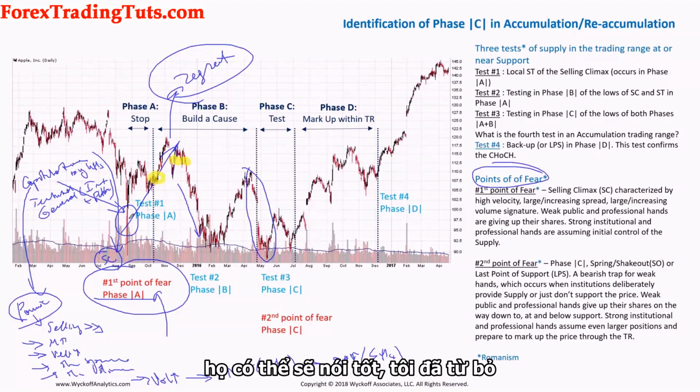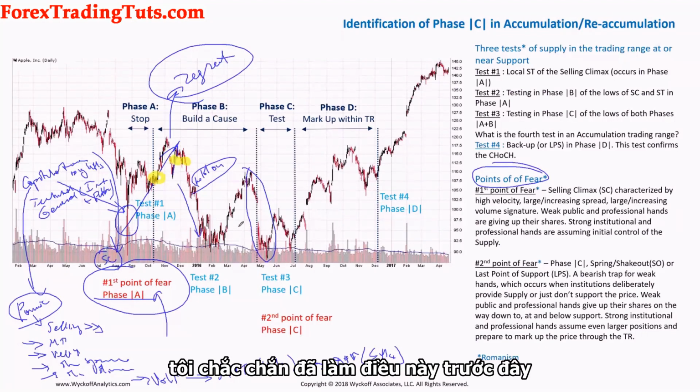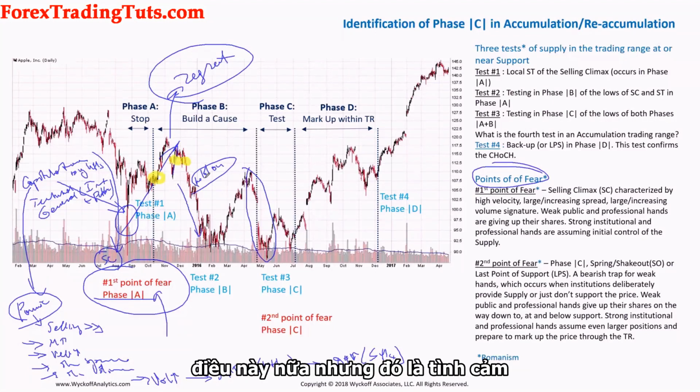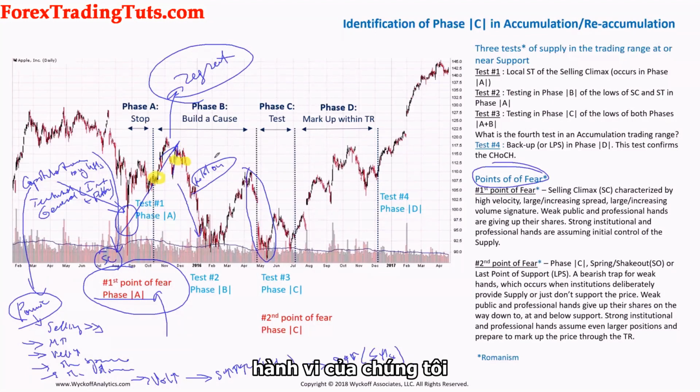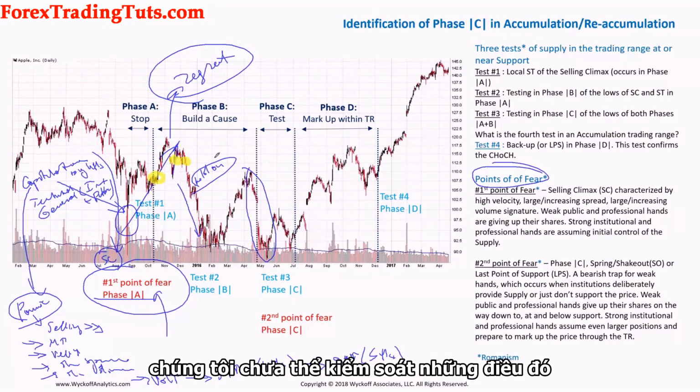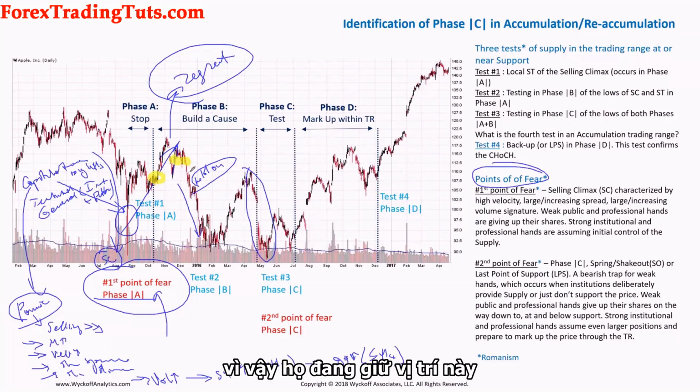They're probably going to say, well, I gave up my position on the selling climax, and that was a mistake. So this time, I'm going to hold on to this position. Have you guys done this? Well, I definitely have done this before. I'm just happy I'm not doing this anymore, but that was the sentiment. That's how we trade when we are amateurs. We trade on our behaviors, on our emotions. We cannot control those yet. So they're holding on to this position, and when the price goes down, they're still saying it will go up.